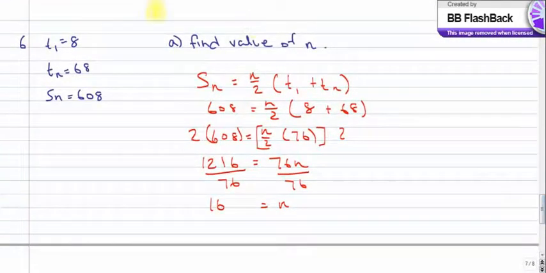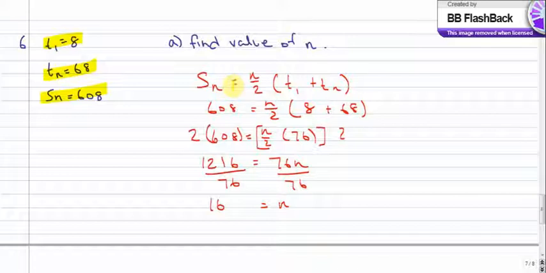Oh, sorry, there's one more question before the word problem. Again, 3 key pieces of information. First term is 8, last term is 68. The total sum is 608. Let's solve. We know the last term, so we can use the second equation. So let's start off with that.